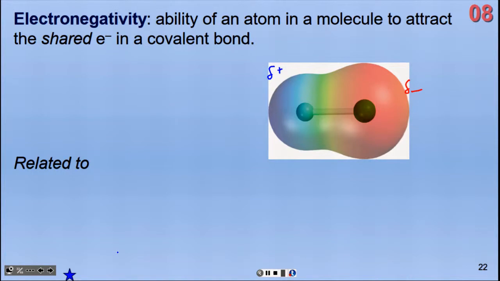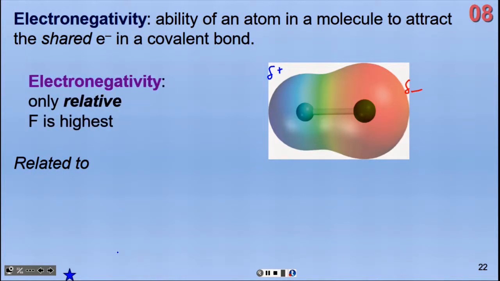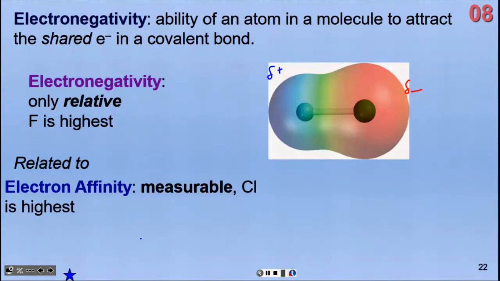And where does electronegativity come from? It's a relative thing, and it's all related to fluorine, which has the highest electronegativity value. It's given a value of 4. You'll see the values in a minute. It's related to things we've already talked about. Electron affinity, the ability of electrons to be picked up by a particular atom. And those are measurable values.